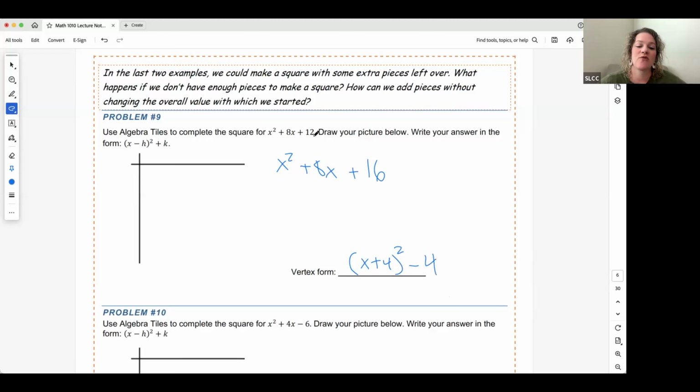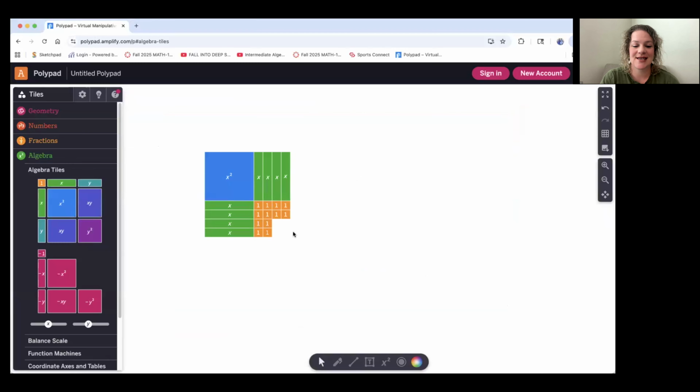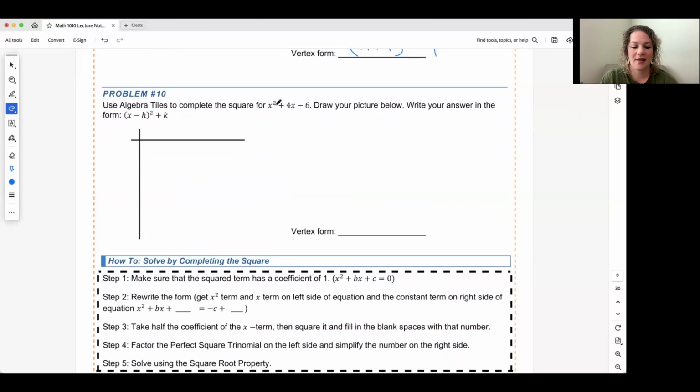And so in order to have what I have here, x squared plus 8x plus 12, I'd need to have the x plus 4 quantity squared and then subtract 4 in order to get the 12. We should have had 16, but we only have 12. So what happens here? We subtracted those 4. Awesome. Let's look at the next one.